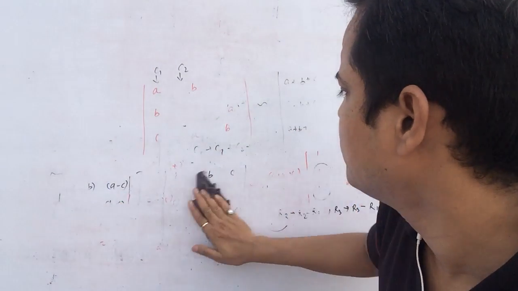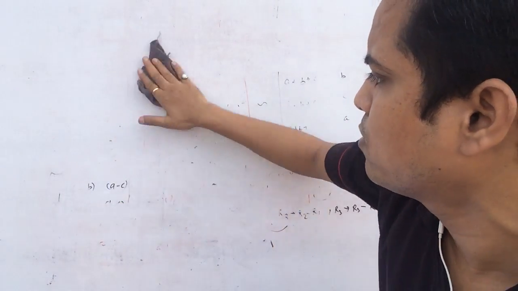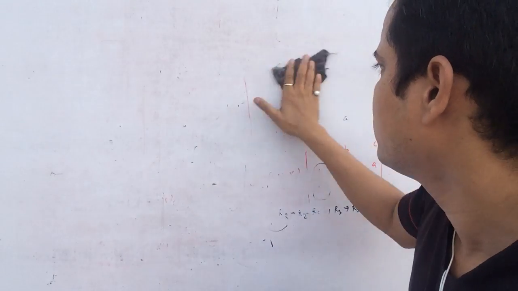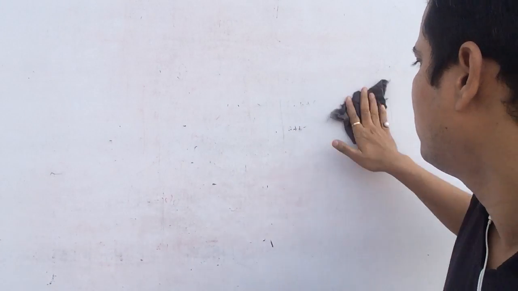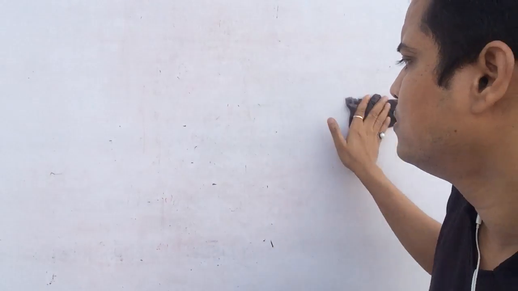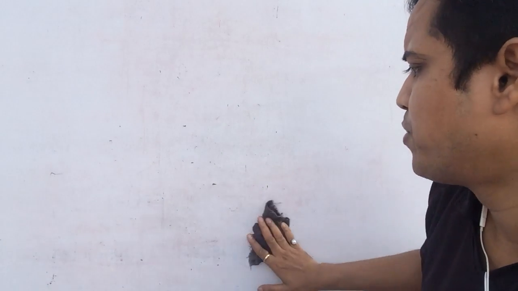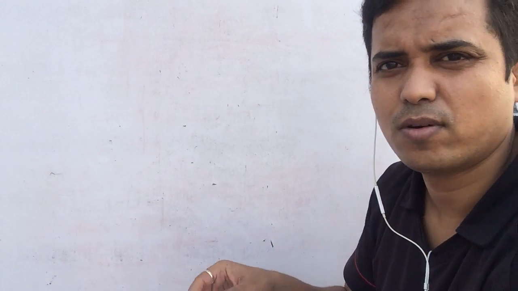Now we have different questions also. So this is the way how you solve or eliminate or convert the elements to 0 after applying a row operation and all, you know.